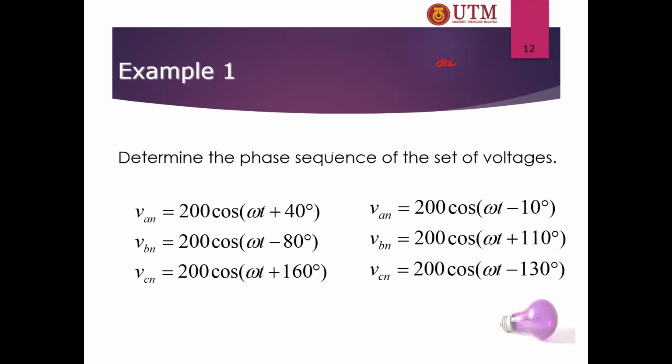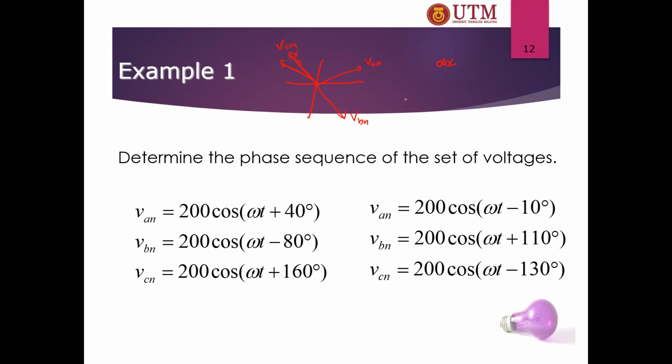It's easier to determine whether it is positive or negative if we plot the phasor diagram for this system. Just a rough plot. VAN is positive 40, so this is your VAN. VBN is negative, meaning that it's down under here, so this is your VBN, while your VCN is positive 160 degrees. Sorry, maybe it's like this, 160.